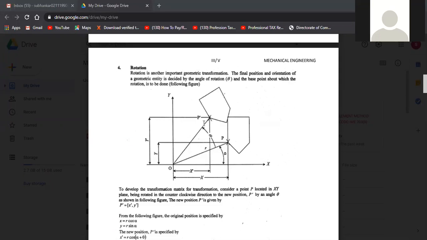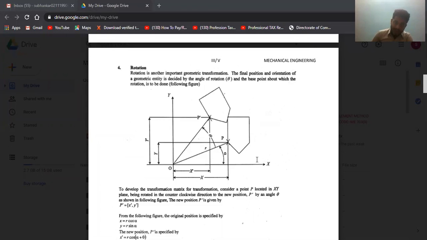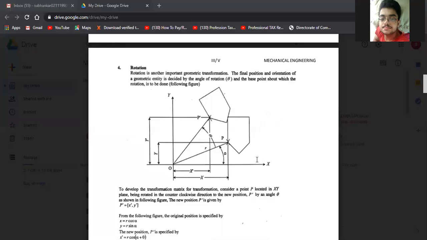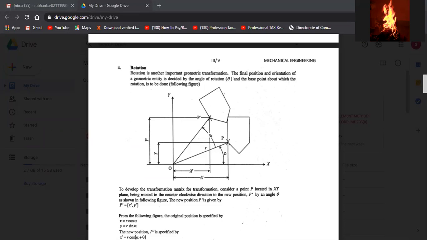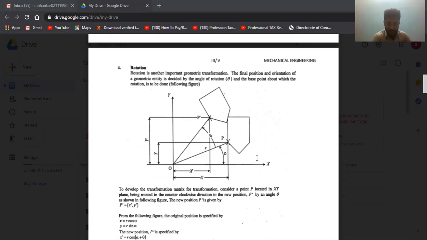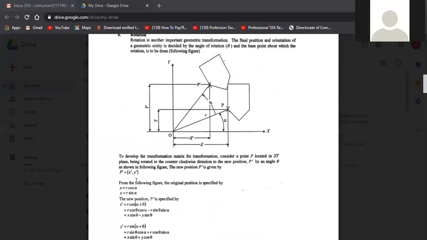Say after rotating this object by angle theta, the new coordinate point P dash along the x-axis is how much? X dash. And along the y-axis is how much? Y dash. So I am interested in getting what? This x dash and this y dash value.